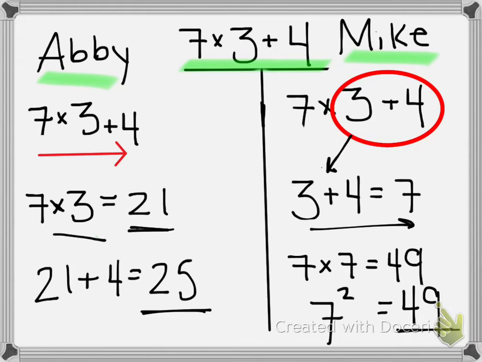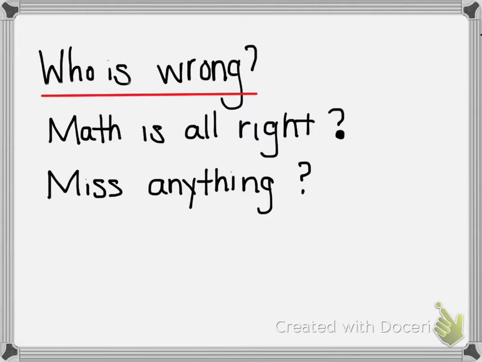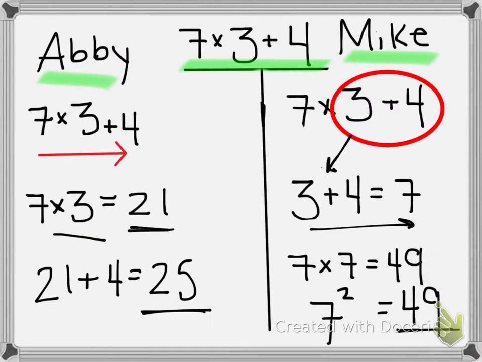Abby, let's look at hers first. She did 7 times 3, and we know that's 21, and 21 plus 4 is 25. So she's right. I bet it's Mike that did something wrong. Let's see. 3 plus 4 is 7. And 7 times 7 is 49. Well, that can't be right. Both of their math is right. Did anyone miss anything? I don't think so.